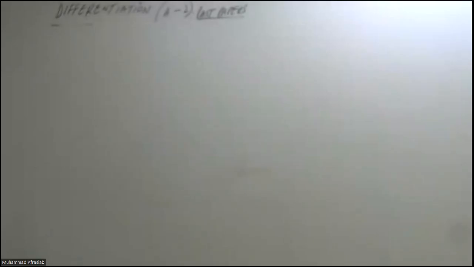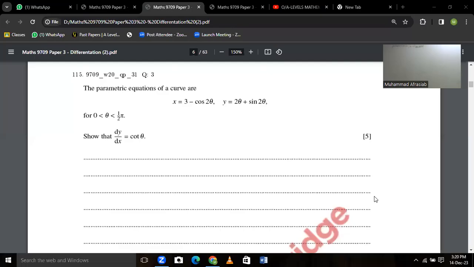We are now solving question number 4 of differentiation of A2 levels. The question is: the parametric equations of the curves are x equals 3 minus cos 2θ and y equals 2θ plus sin 2θ, where θ lies between 0 and π/2. Show that dy/dx is equal to cot θ.